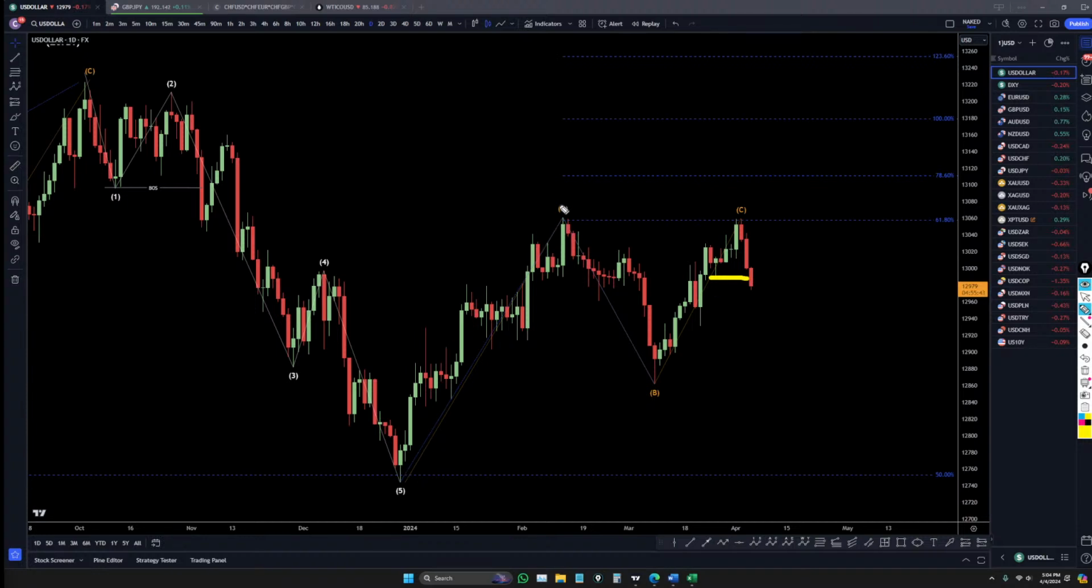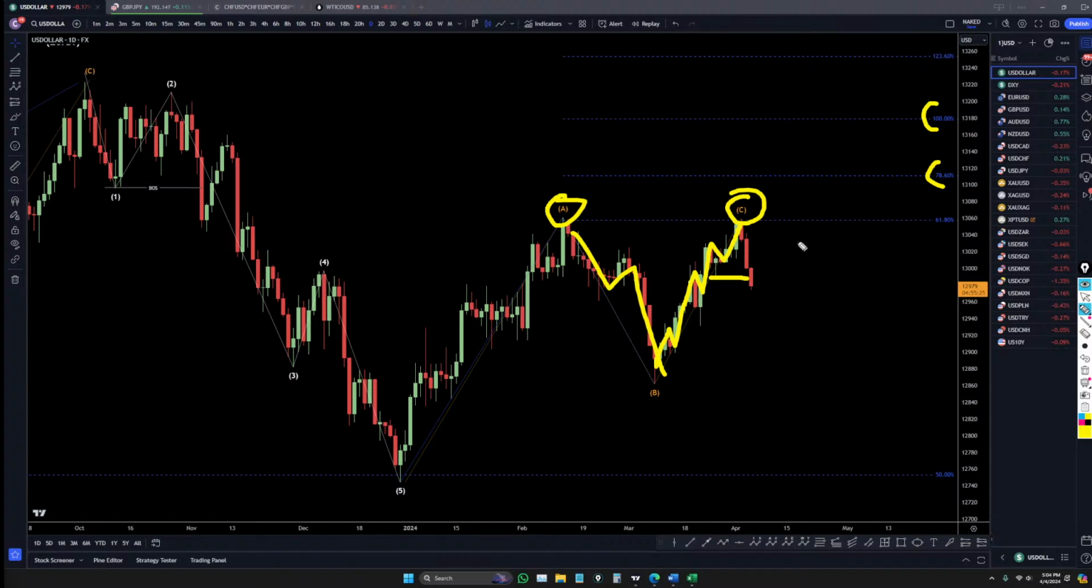Now we have an uptrend, which should be a wave A. We have one, two, three waves down, which should be a wave B. And we definitely have a series of higher highs and higher lows right here, and that should be a wave C. I was originally thinking that this wave C would go up to one of these higher Fibonacci extension levels before it actually did finish.